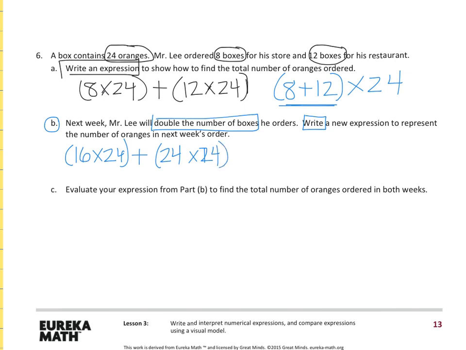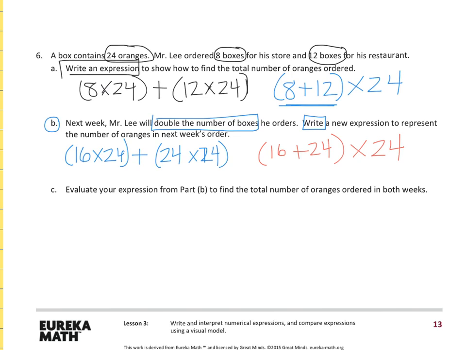So here's our new expression. Or we could do the other way of, okay, he needs 16 boxes for his store and he needs 24 boxes for his restaurant. So 16 plus 24. And then we're going to times that by 24 because each box has 24 oranges in them.